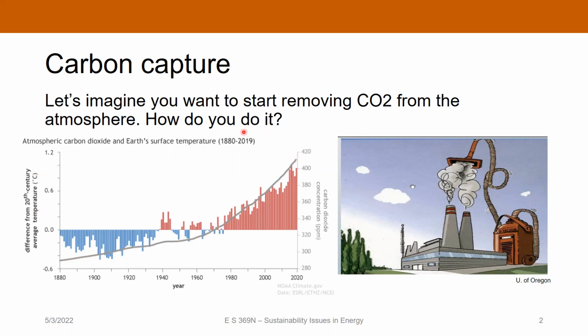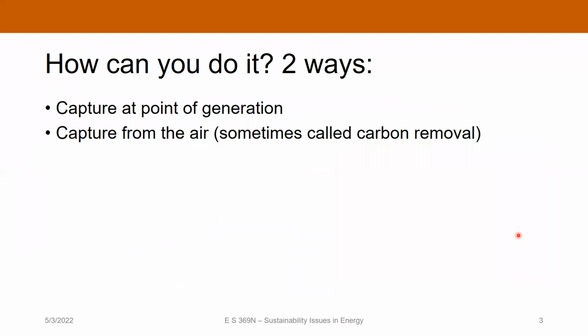So how are you going to start removing some of this carbon dioxide from the atmosphere? And even better, how can you prevent carbon dioxide from entering the atmosphere from something like a power plant? Do you have like a giant vacuum like this or what? So let's think about this. You can do this really in two ways. You can either capture the CO2 at its point of generation, so something similar to that vacuum cleaner that I just showed, or you can just capture it from the air. This is sometimes called carbon removal. This is sometimes called direct air capture. We'll talk about some technologies to do that in a couple of lectures.